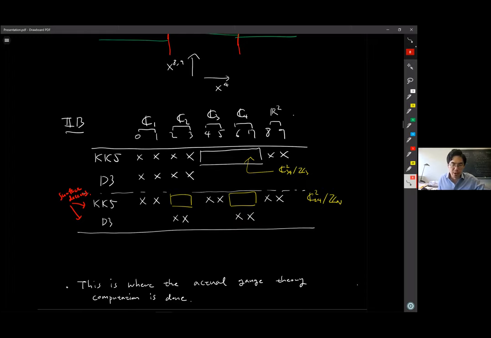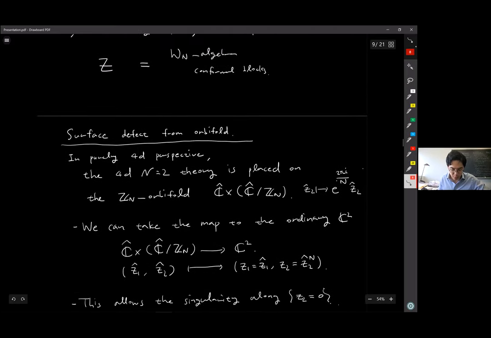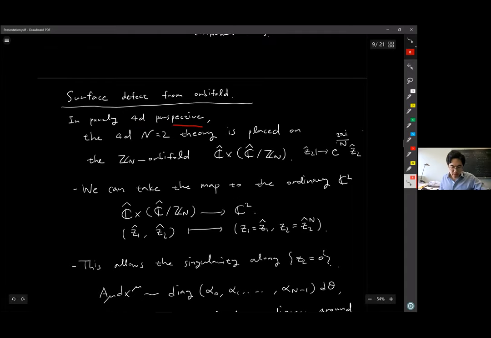If I just say this orbifold engineers a surface defect, then it wouldn't make much sense. So let me view this in the purely 4D perspective. In the purely 4D perspective, we now have the gauge theory on the Zn orbifold, where the orbifold action is given by this. The second complex plane is orbifolded by this action. So why can it be viewed as a surface defect? Because first we can take a map from this orbifold to the ordinary C2, this map, where the first coordinate is not touched, but the second coordinate I define to be z2 to the n, then I don't see this orbifold in the geometry anymore because this map is trivialized.